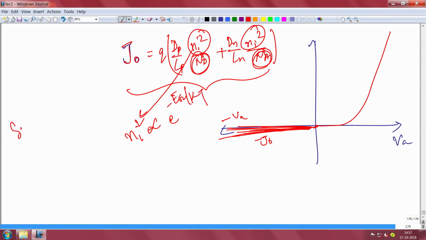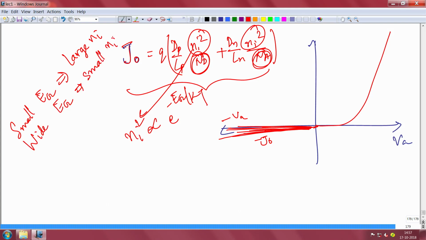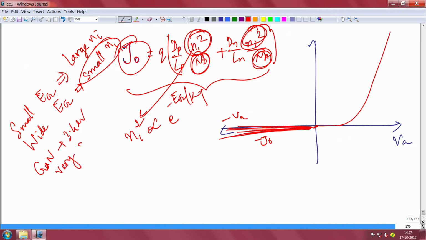So, a small band gap leads to a very large Ni, intrinsic carrier concentration, if you remember, and a large band gap leads to a very small Ni, if you recall. So, essentially a larger band gap material like gallium nitride with a band gap of 3.4 eV will have very small Ni, and hence your reverse current will be very small, should be very small, right.